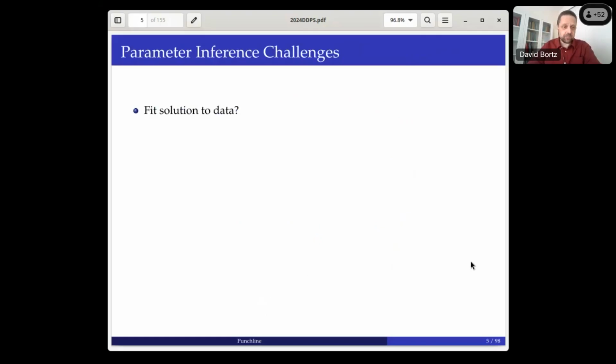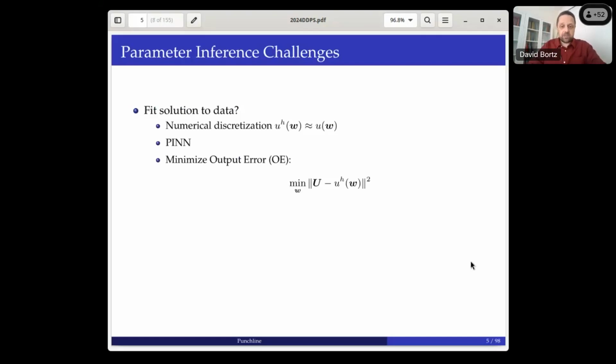Well, normally we think about fitting solutions to data. You can do some filtering things, but at the end of the day, you're still worried about matching the solution to data. Of course, you have to worry about your numerical discretization. There's a knob you have to turn. Maybe you could train a PINN to do that very fast and do operator learning. Generally in the 50s and 60s, they would call this minimizing the output error. And now we just think about this as matching the solution for whatever W you've come up with as a parameter, matching that to the data, capital U.